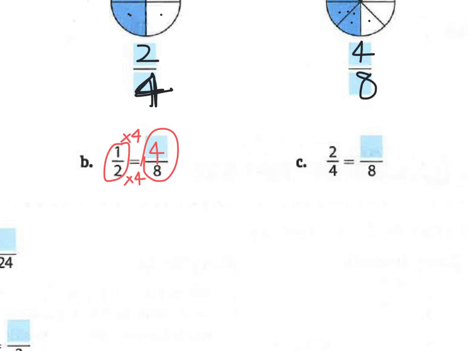Now, if I do 2/4, I can see how many eighths it equals. I say, oh, 4 times what equals 8? Well, 4 times 2. And then I would do times 2 on the top. 2 times 2 is 4. So 2/4 is the same as 4/8.